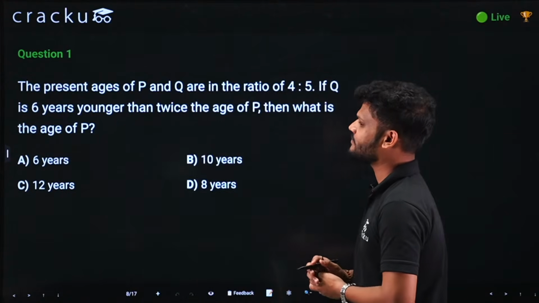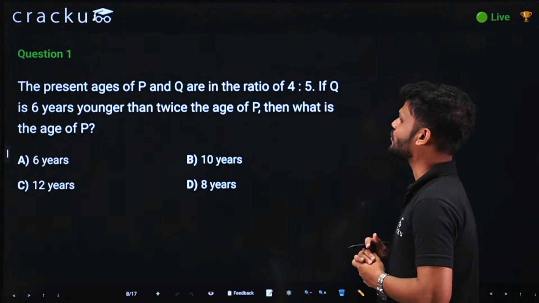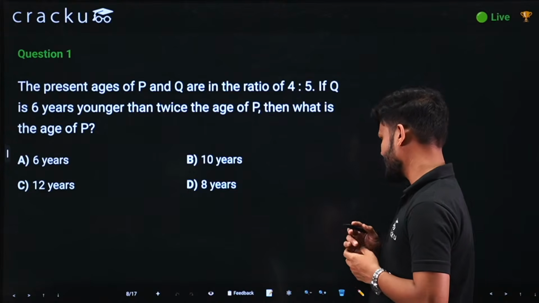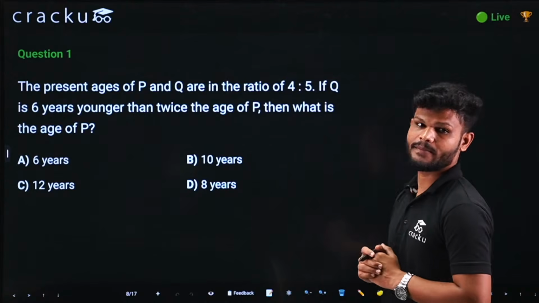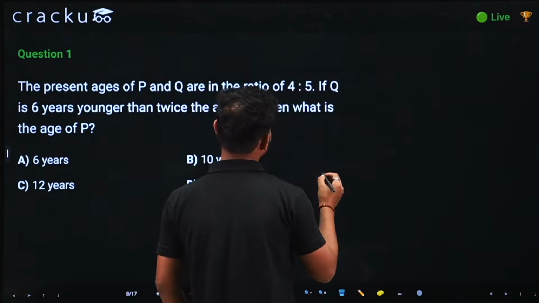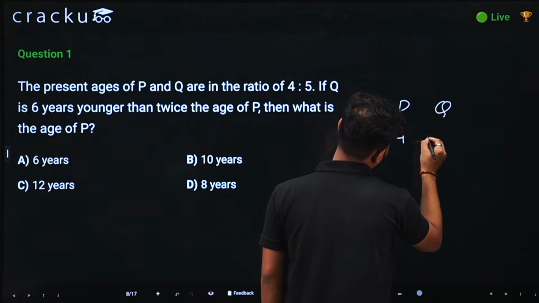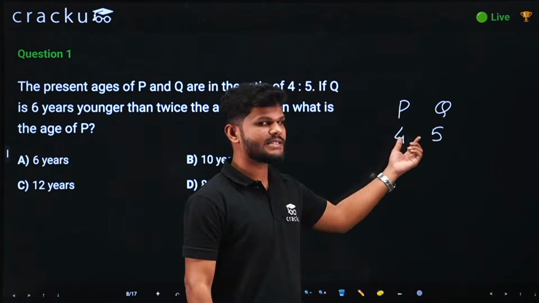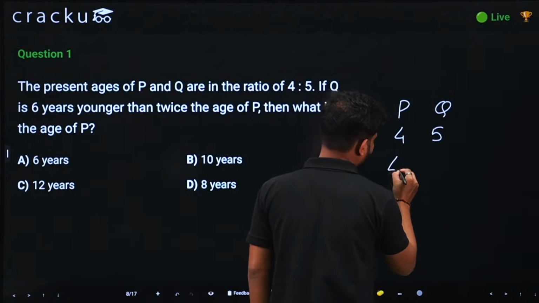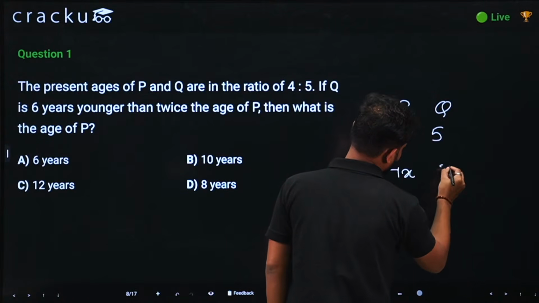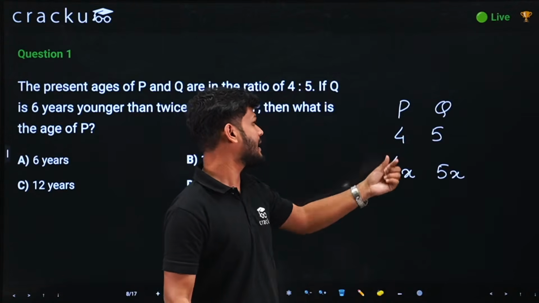So, what is said? The present ages of P and Q are in the ratio of 4 is to 5. If Q is 6 years younger than twice the age of P, then what is the age of P? So, the current ages are in the ratio 4 is to 5. Now to convert this ratio into absolute values, what will we do? We will multiply by a multiplier. So it is 4x and 5x. Let us say these are the current absolute ages of P and Q.